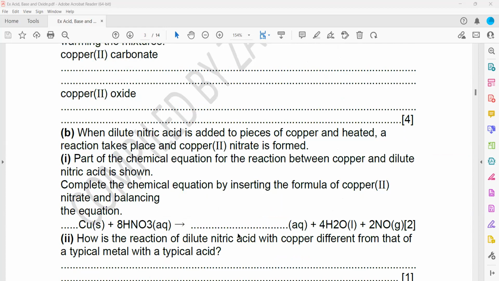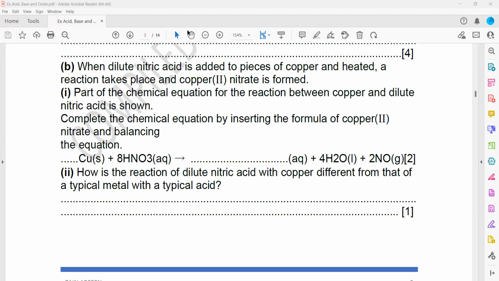In part B, when dilute nitric acid is added to a piece of copper and is heated, a reaction takes place and copper(II) nitrate is formed. Part of the chemical equation for the reaction between copper and nitric acid is shown. Complete the chemical equation by inserting the formula for copper(II) nitrate and balance the equation.